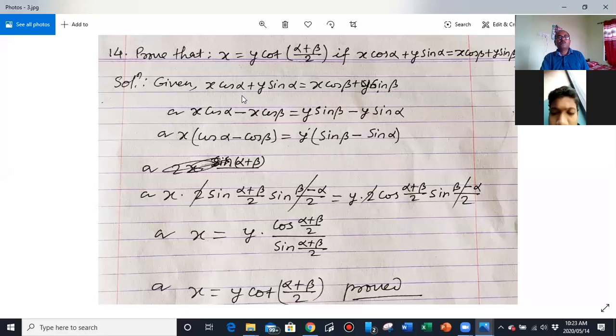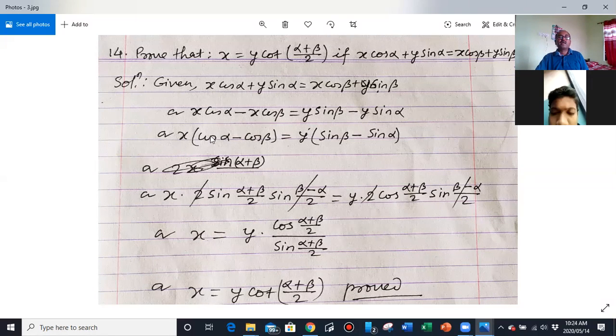Now what we will do, we will bring both cos together and both sin together. So from left x cos alpha, from right minus x cos beta equal to y sin beta minus y sin alpha. Now take x common, cos alpha minus cos beta. Here take y common, sin beta minus sin alpha. See the order.